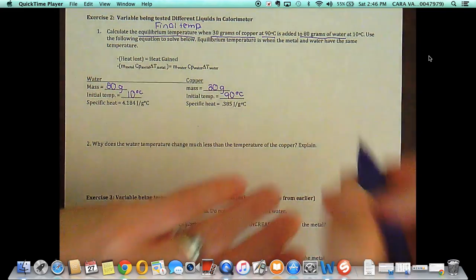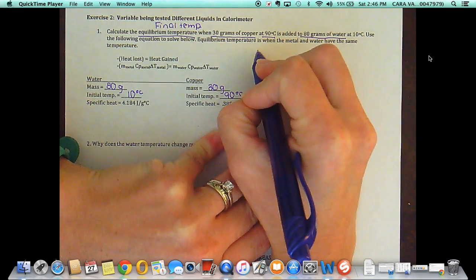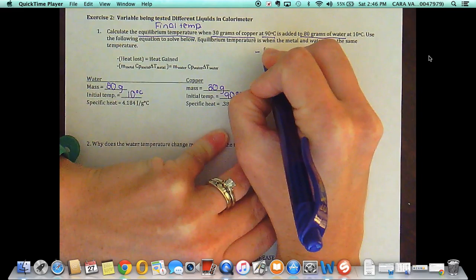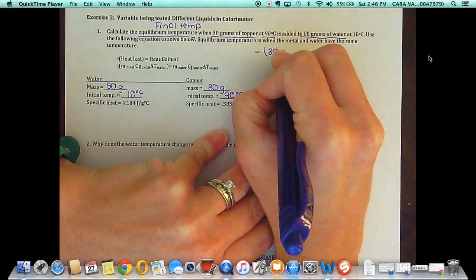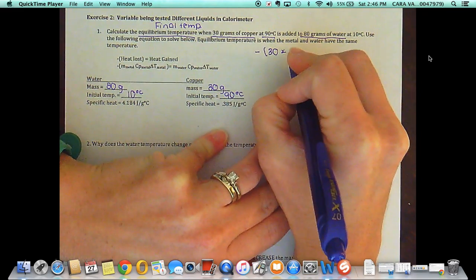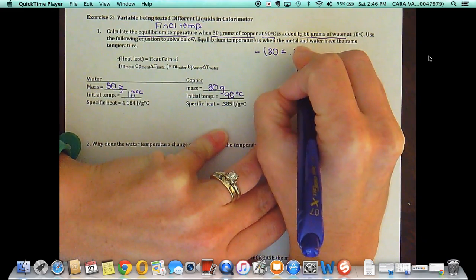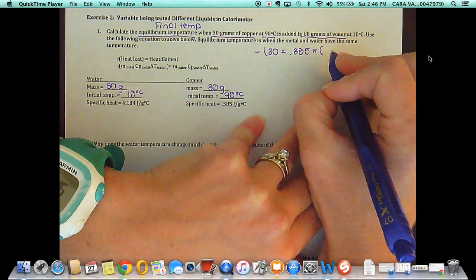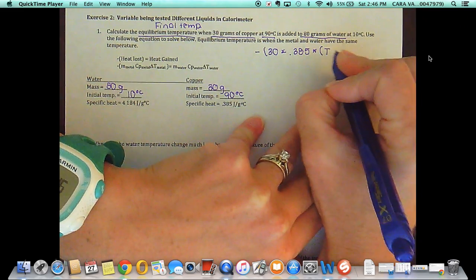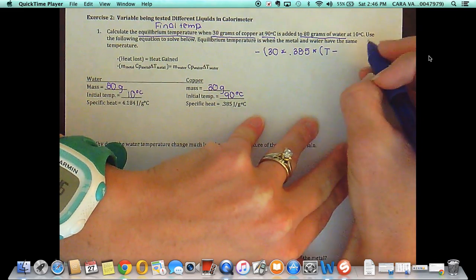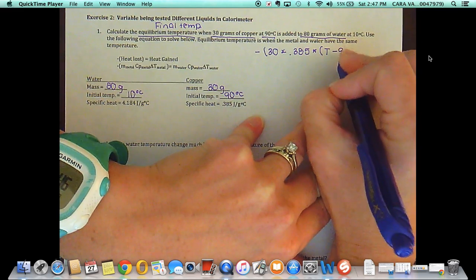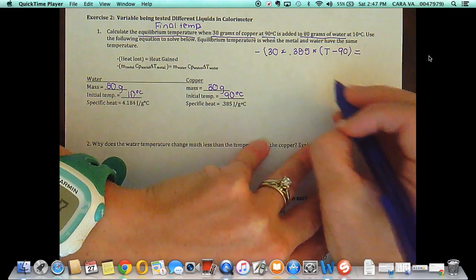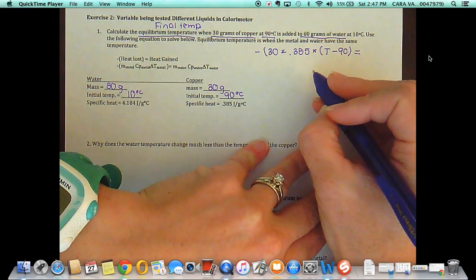So let's go ahead and say that looking at the mass of the metal would be 30 grams times the specific heat is 0.385 times, here's where that final minus initial, we don't know what the final temperature is, so I'm just going to put a T in there for final temperature minus, I know that the initial temperature here is 90 equals, you see here I'm running out of room, so I apologize, I'm going to drop right down here.